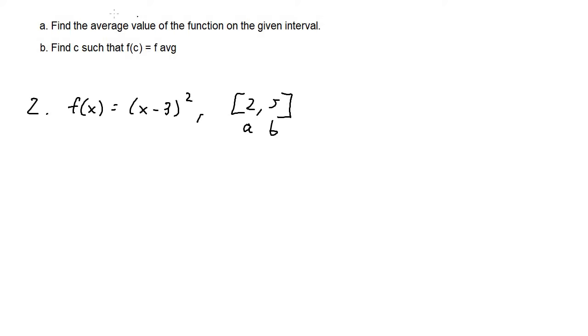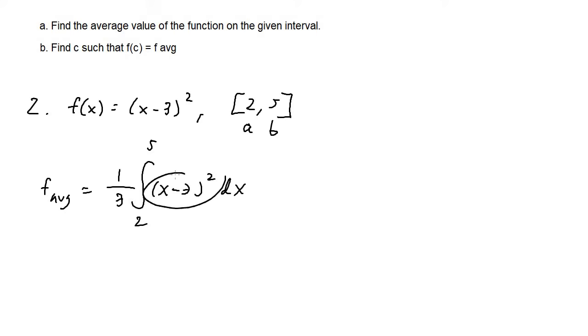So let's go ahead and first find the average value similar to the previous problem. So once again, the average value equals 1 over b minus a, so 5 minus 2, which is 3, times the integral from 2 to 5 of our function f of x, which is (x minus 3) squared times dx. Now in order to integrate (x minus 3) squared, we can just use u substitution. So if u equals x minus 3, du equals 1 times dx. And so we can go ahead and substitute into the integral.